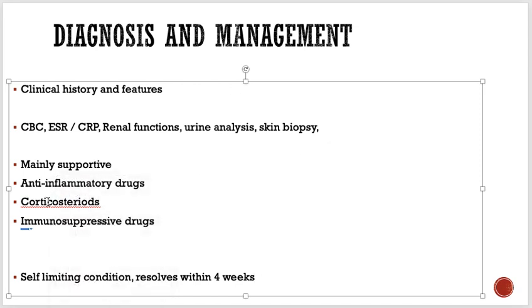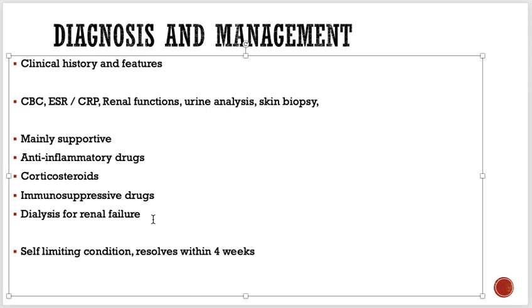But in some of the patients, for example 5% of the patients, can go into renal failure, the ones who develop renal symptoms. So immunosuppressive drugs are mostly given when the child develops the renal condition. Sometimes, if the child is going into renal failure, maybe you will go for dialysis. For example, if the child has developed chronic hypertension, you are going to treat the hypertension.